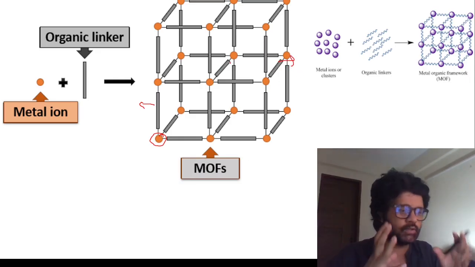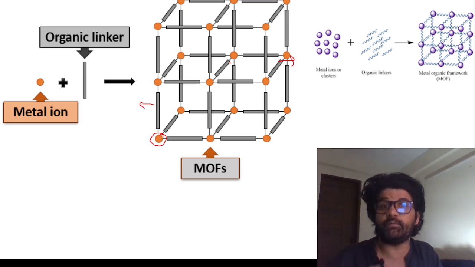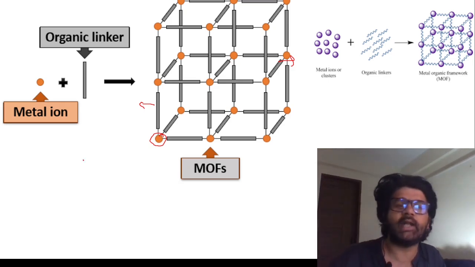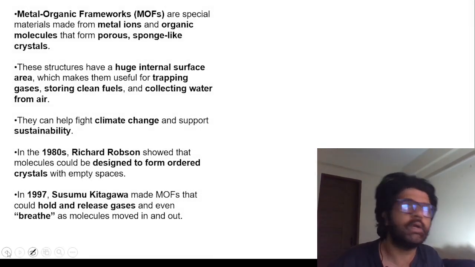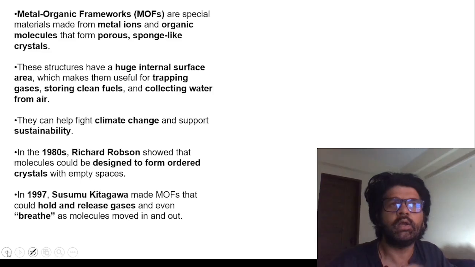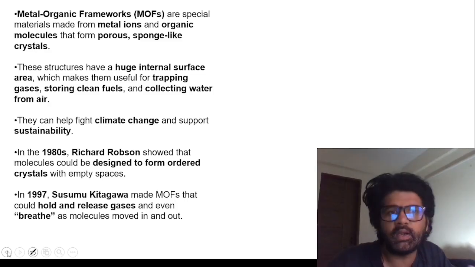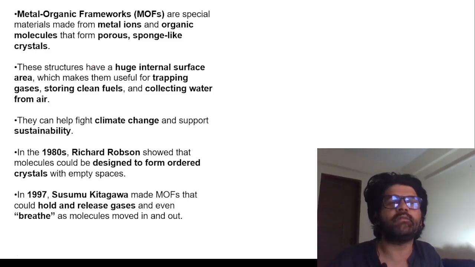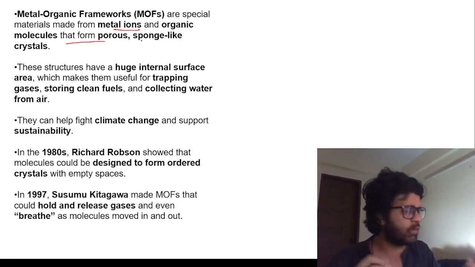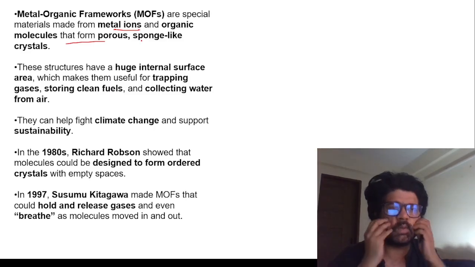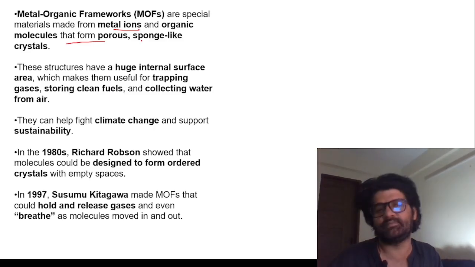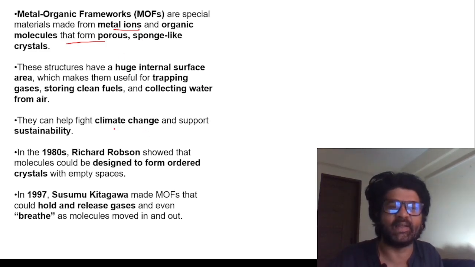This is very spongy, it can trap gases, which can help us in reducing global warming, and that's why this metal organic framework matters a lot. On this particular concept, the Nobel Prize in chemistry has been given. It's not like chemistry can only give you physical objects fully filled. It can also give you these vacuum related kinds of objects. Metal organic frameworks are materials made up of metal ions and organic molecules that form porous, sponge-like crystals. Not exactly, but we are understanding. They can help to fight climate change. How? By trapping gases.